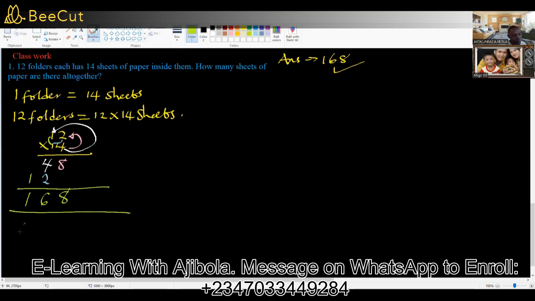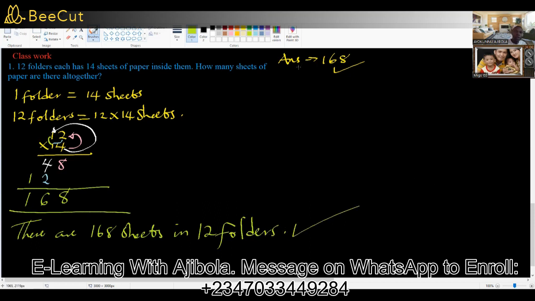168 sheets. So there are 168 sheets in how many folders? In 12 folders. Your answer is correct. Fine. So let's try something. Let's try to do the question in another way.